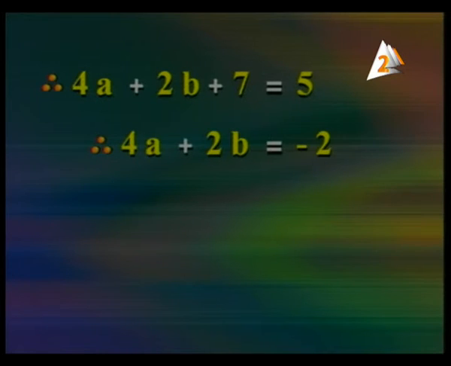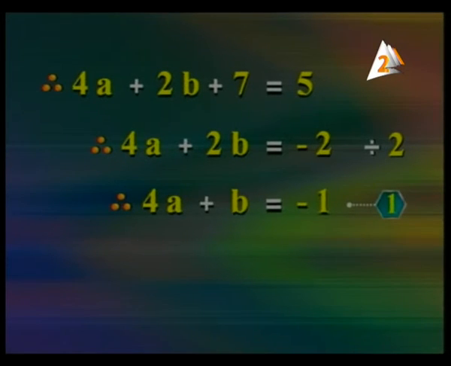In this case, dear student, 4a plus 2b plus 7 equals 5. Therefore, 4a plus 2b equals negative 2. Divide by 2: 2a plus b equals negative 1, this is the first equation.